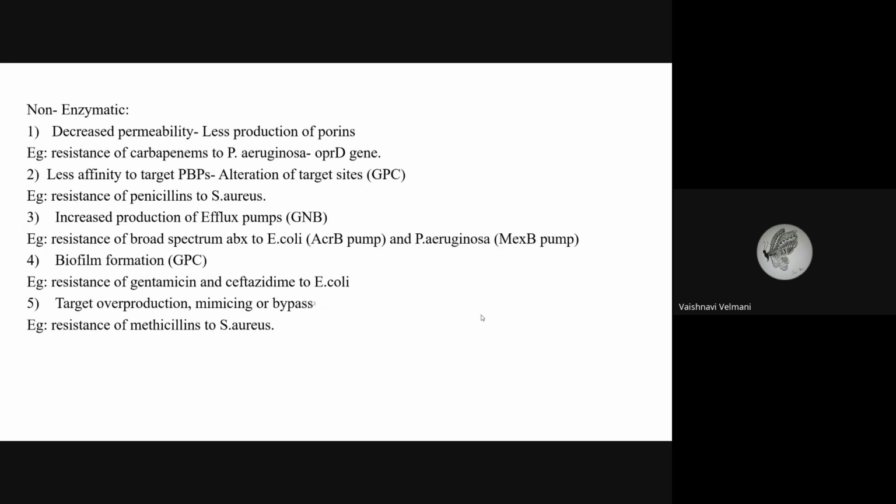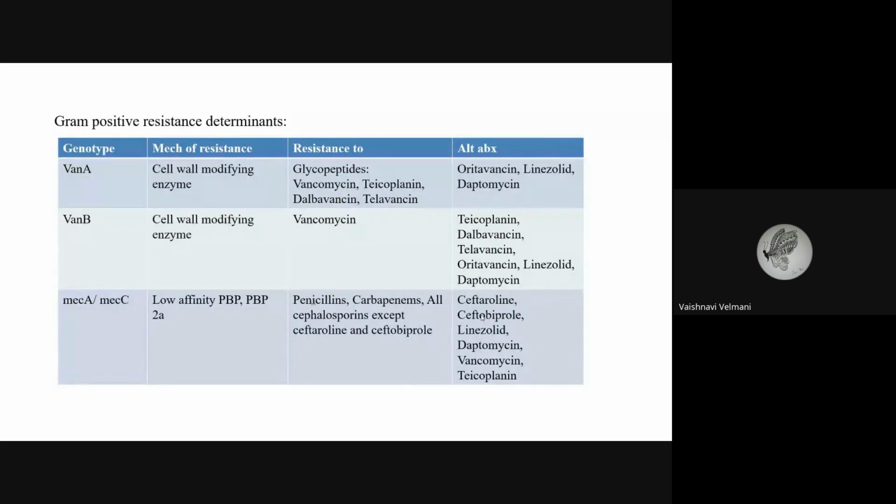And then biofilm formation. In this instance, the bacteria adhere to a surface and form a sticky material, the biofilm. When the biofilm matures, it develops resistance and doesn't allow any agents to enter inside the bacteria. And then target overproduction, mimicking or bypass: there is overproduction of enzymes that mimic the target, just confusing the antimicrobial agent. Examples are given here.